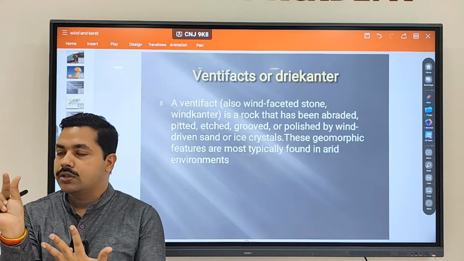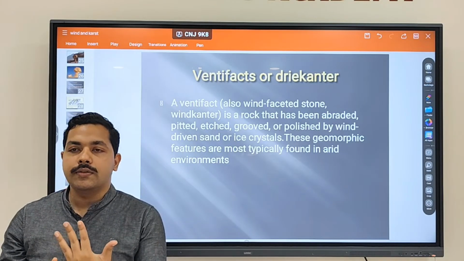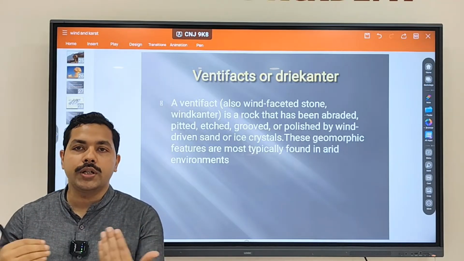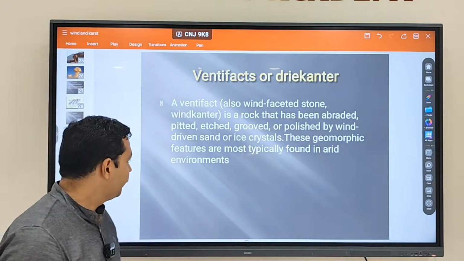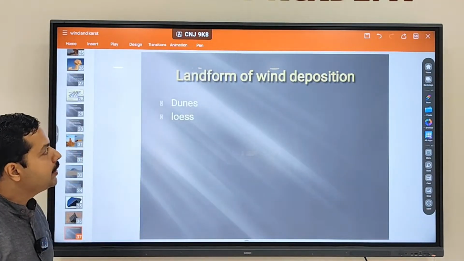Inselberg means what? Rounded top. And lastly what? Ventifact and dreikanter. Different stones which are eroded by the winds. They are going to be called what? Ventifact and dreikanter. The last part that you find with regard to wind is what?